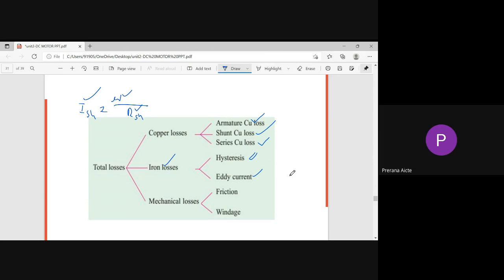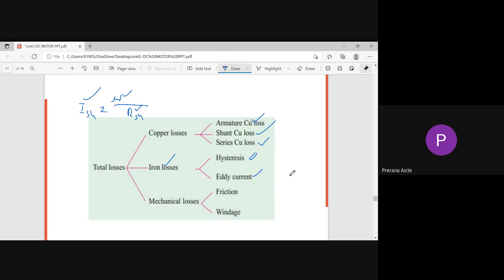Eddy current losses. What is meant by eddy current losses? When the armature is rotated, the rotor of the DC machine is rotated. When this armature is rotated, the main field flux cuts the armature conductors and an EMF is induced. That is our required EMF or useful EMF.